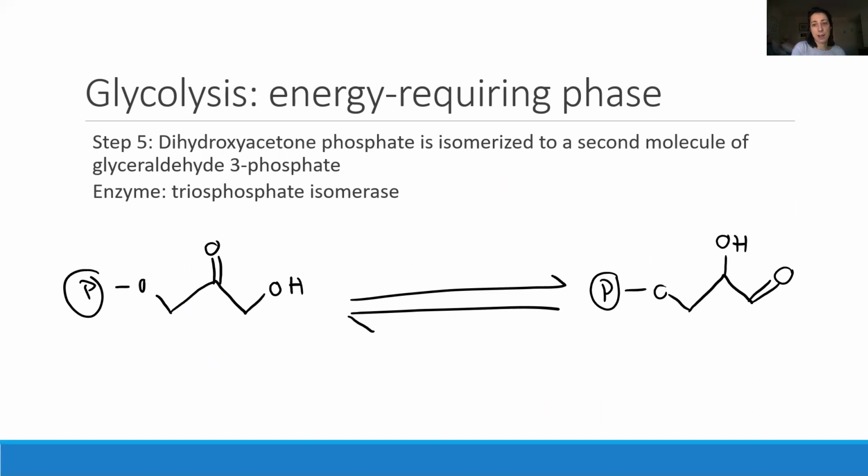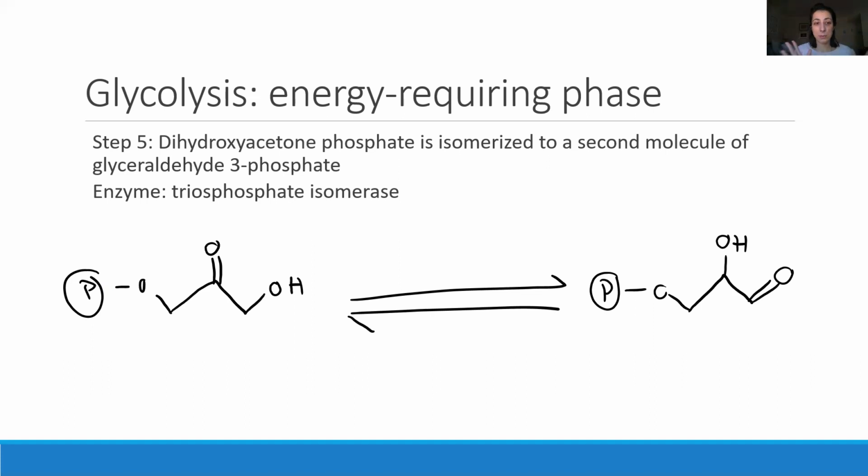Okay, step 5. Step 5 is going to convert dihydroxyacetone phosphate into a second GAP molecule. This is where I said before that GAP is actually the molecule that gets utilized, and DHAP, dihydroxyacetone phosphate, is not the one that is utilized in these further steps of glycolysis. So we actually have to convert it into a GAP molecule during this step.